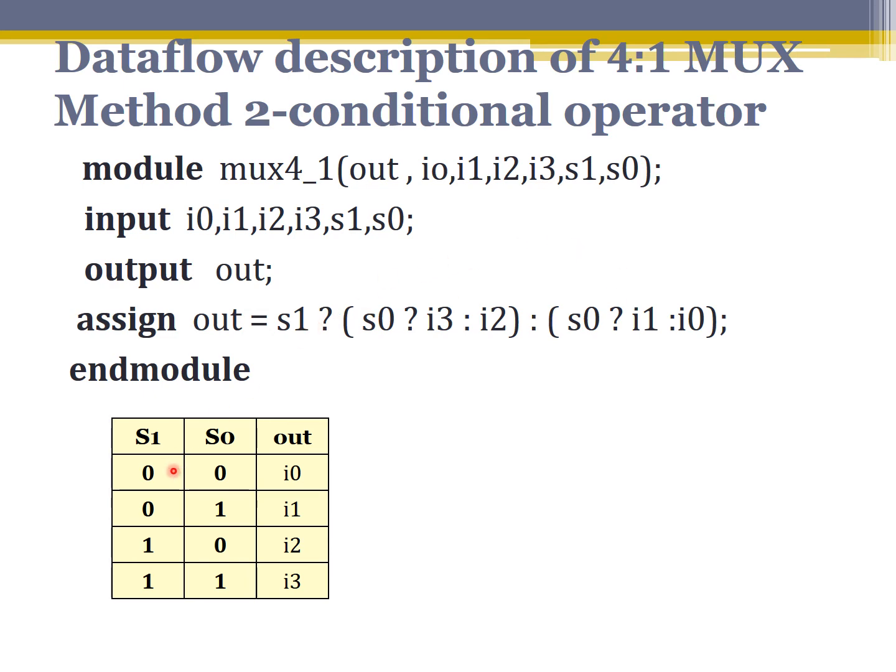So if it is 0, again, check for S0. If S0 is 0, the value is I0. If S0 is 1, the value is I1. So this is the data flow description of a 4:1 multiplexer using the conditional operator.